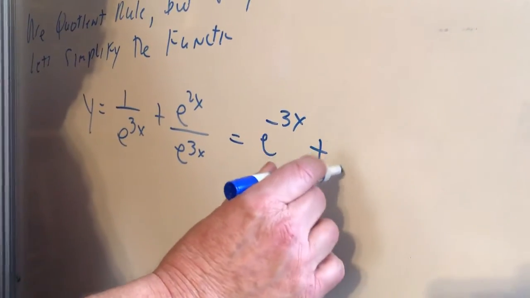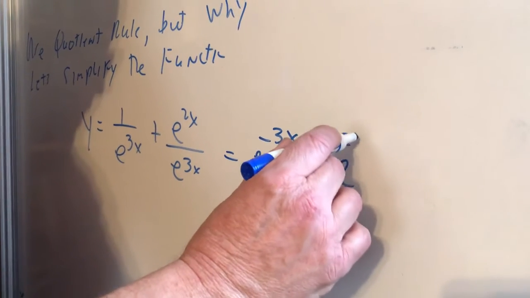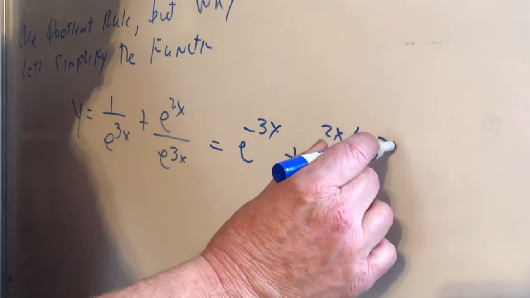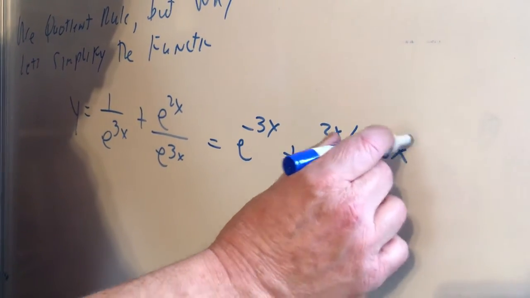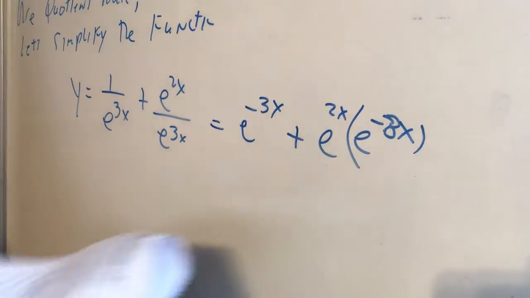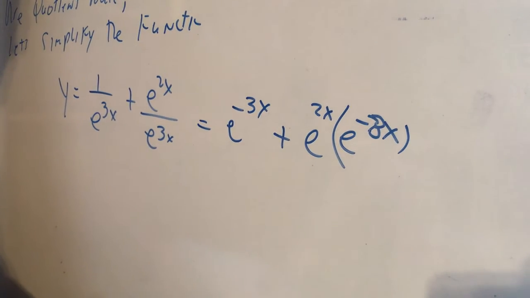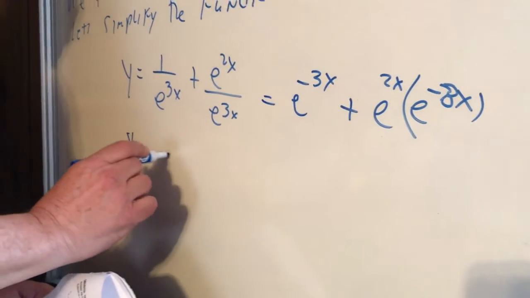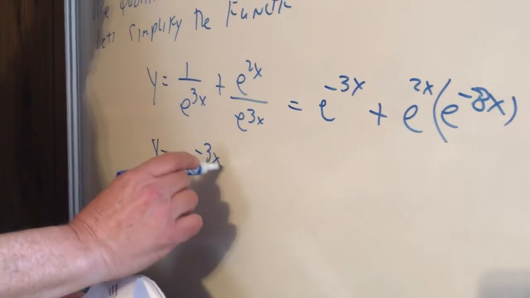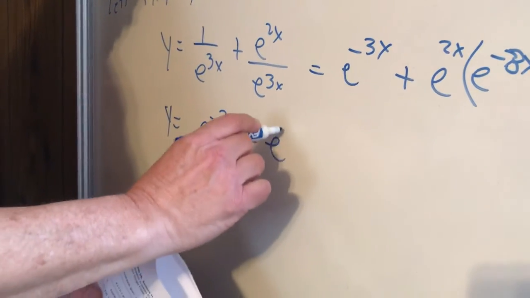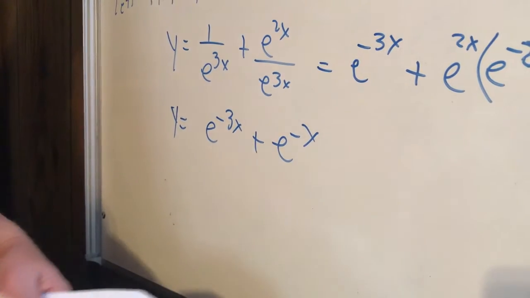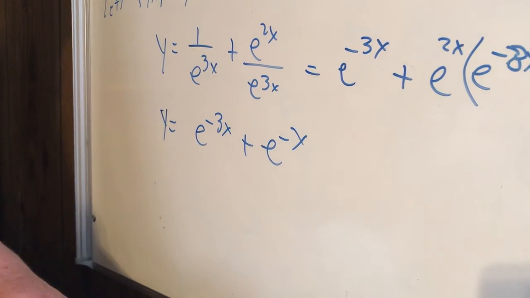I'm going to bring this up also, e to the 2x times e to the minus 3x. Now we add powers, so it's minus 3x plus x. So what we get here is y equals e to the minus 3x plus e to the minus x. Making this a very simple problem, I didn't have to do the quotient rule.